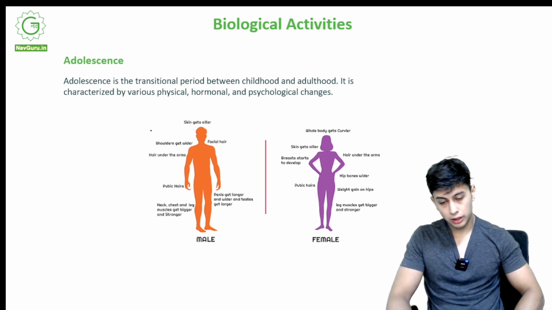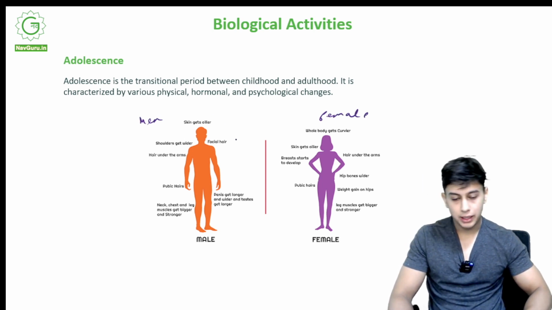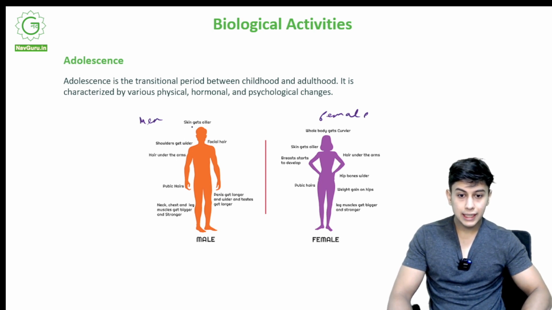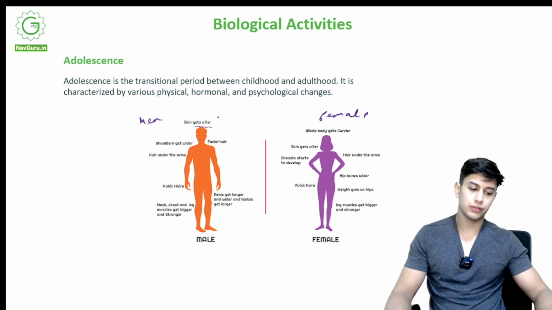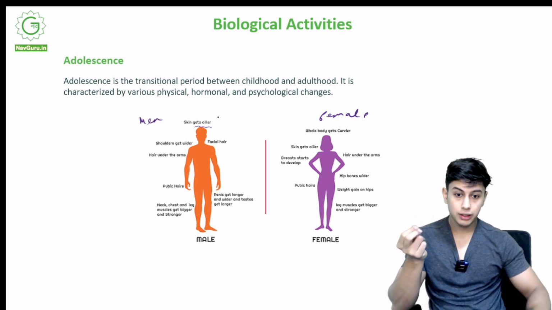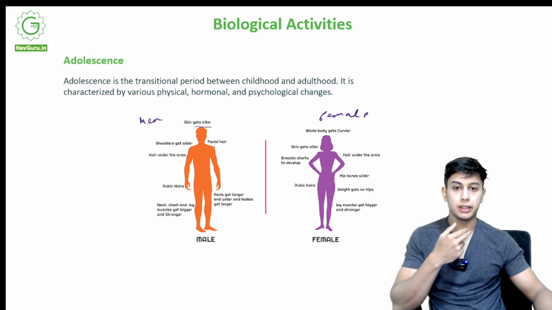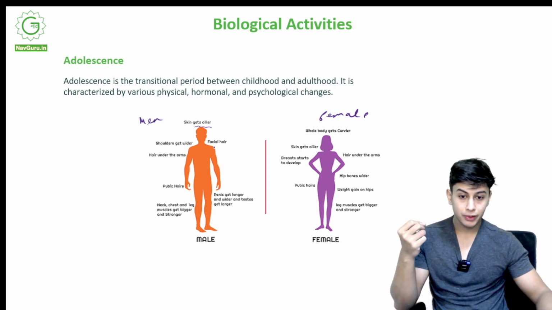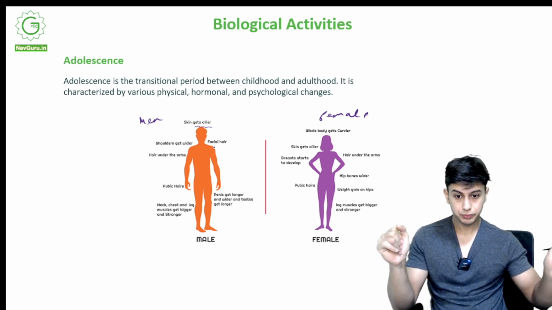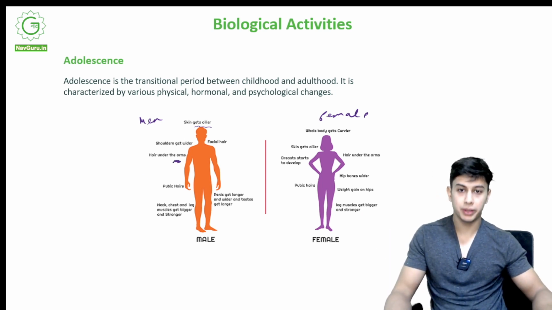Now in men and in females, these are both different. So what happens in a man? Skin gets oilier. As you grow, during adolescence, your skin will become oilier. It will have pimples, it will have acne. Facial hair: men have beards, they start developing facial hair. Their shoulders get wider. They develop underarm hair.